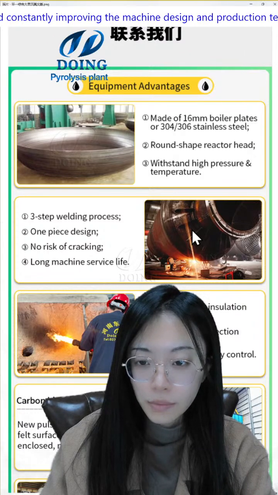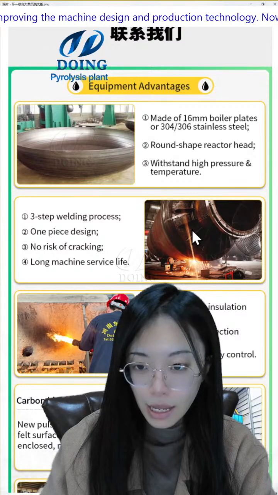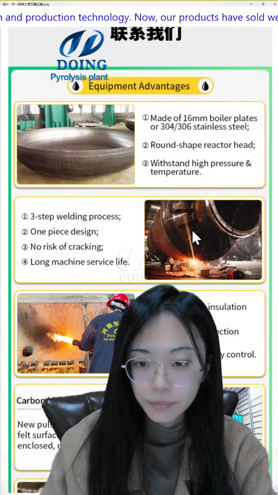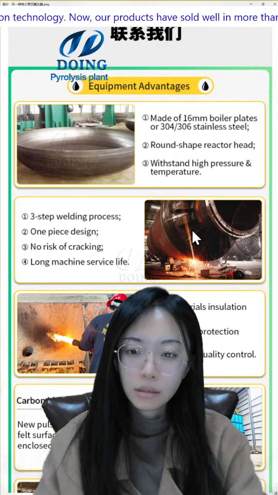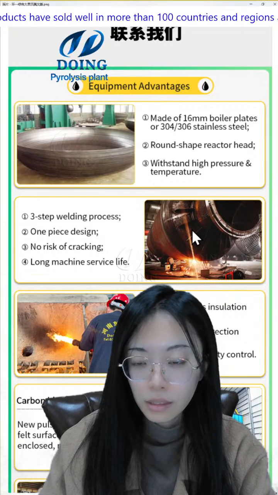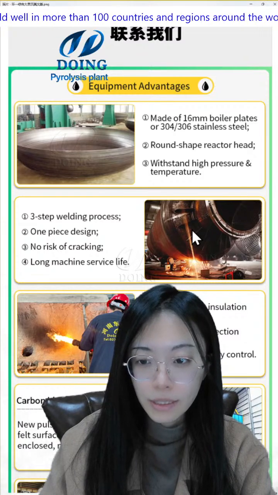And the second one, a round shape reactor head. It has high pressure resistance. We can compare it with the flat reactor plate. This can withstand high pressure and temperature.